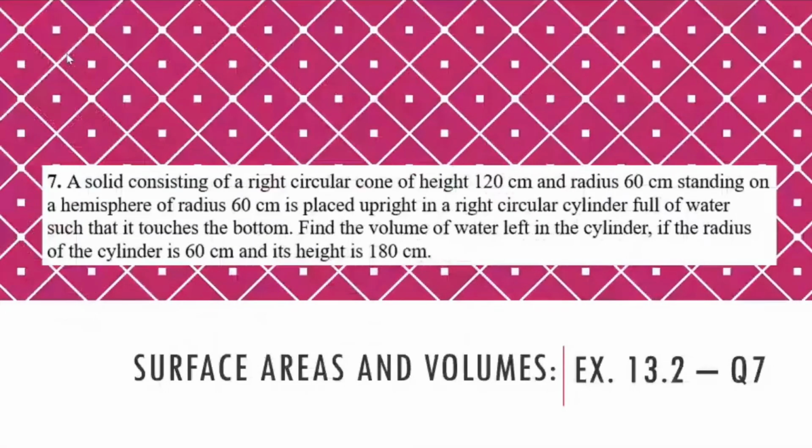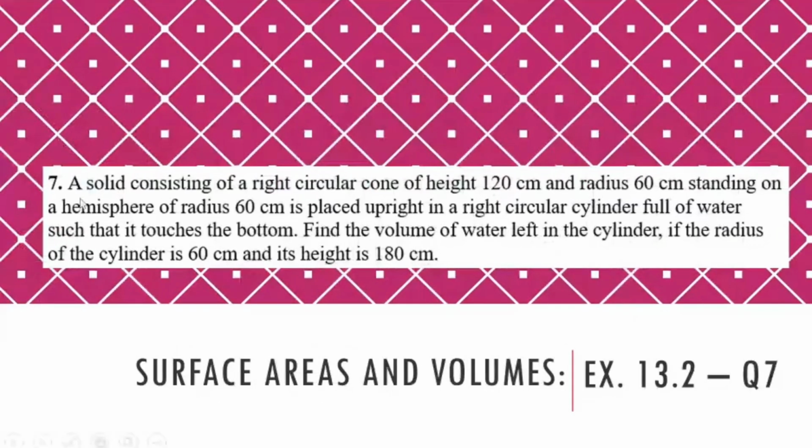Hello everyone. We are doing question number 7 from exercise 13.2 from the chapter of surface areas and volumes for class 10. A solid consisting of a right circular cone of height 120 centimeters and radius 60 centimeters standing on a hemisphere of radius 60 centimeters is placed upright in a right circular cylinder full of water such that it touches the bottom. Find the volume of the water left in the cylinder if the radius of the cylinder is 60 centimeters and its height is 180 centimeters.